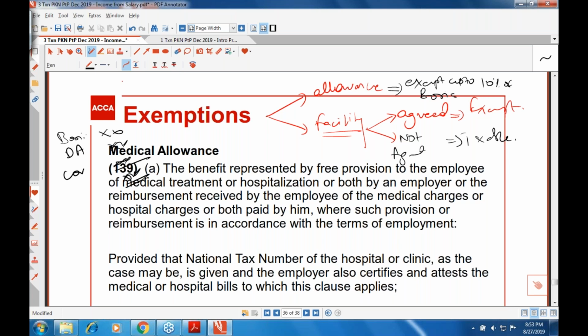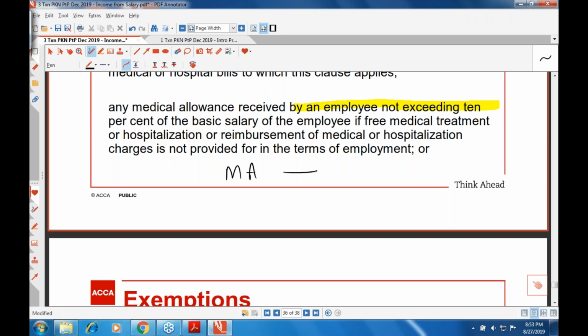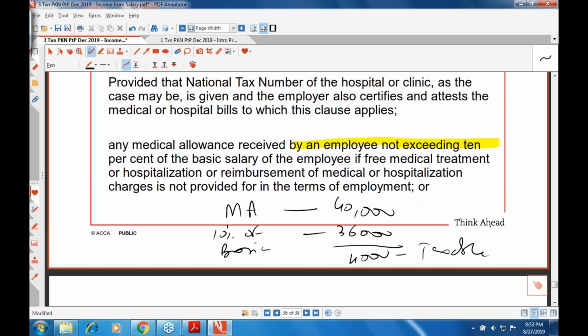So what happens is, if the salary structure is created like this, then 10% of the basic salary is computed and the medical allowance up to 10% of the basic salary is exempt. For example, if the medical allowance given to the employee is 40,000 and 10% of the basic salary amounts to 36,000, then 4,000 rupees is included in the taxable income. It's taxable. So 36,000 is going to be exempt and the remaining is going to be taxable.